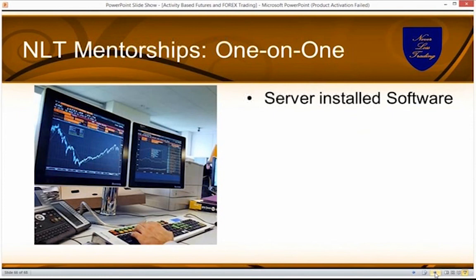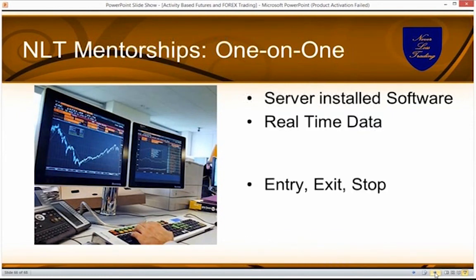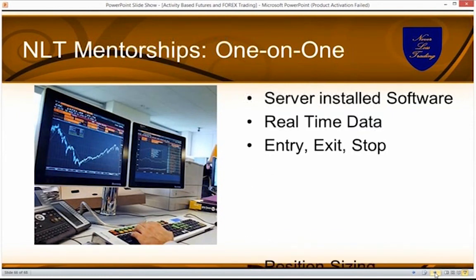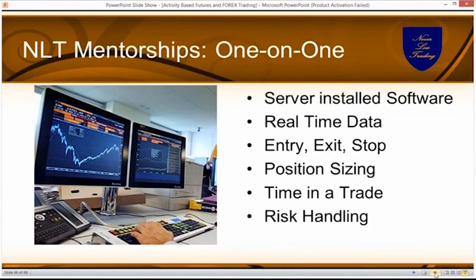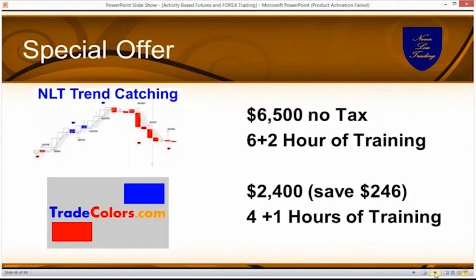It has server-installed software, real-time data, and entries, exits, and stops always built in. We work on position sizing models, because when it's less probable that you take the trade home, we take a smaller size, and when it's more probable, a bigger size. We specify the time in the trade. You saw the 3 and 4 bars that we did together. We also do risk handling: how do you handle the risk situation? And we help you fill out a written business plan so that you know what to do when you go to the markets.